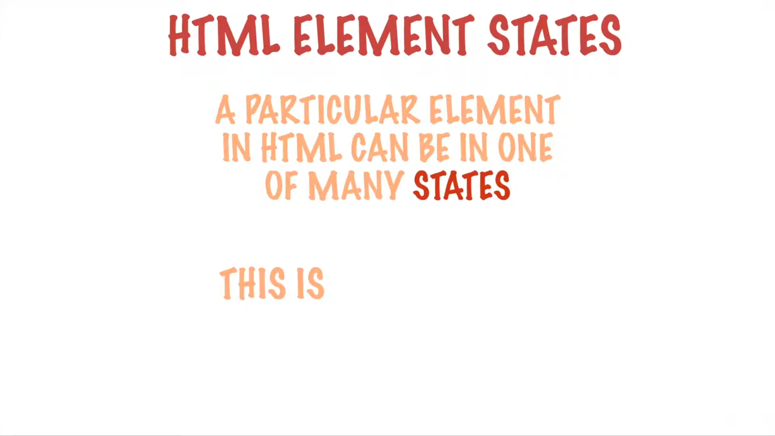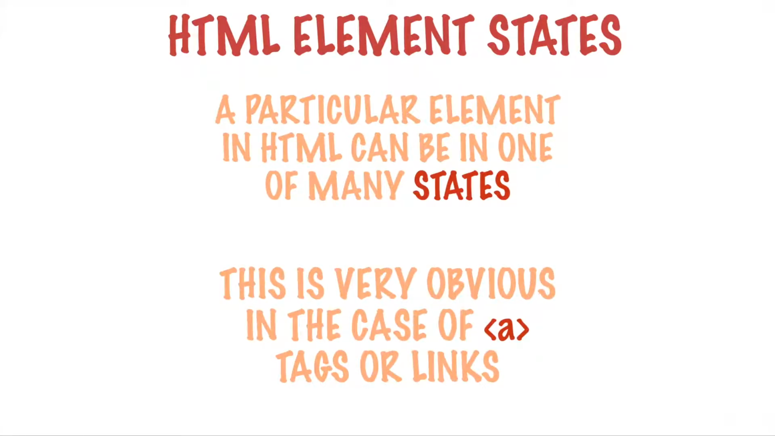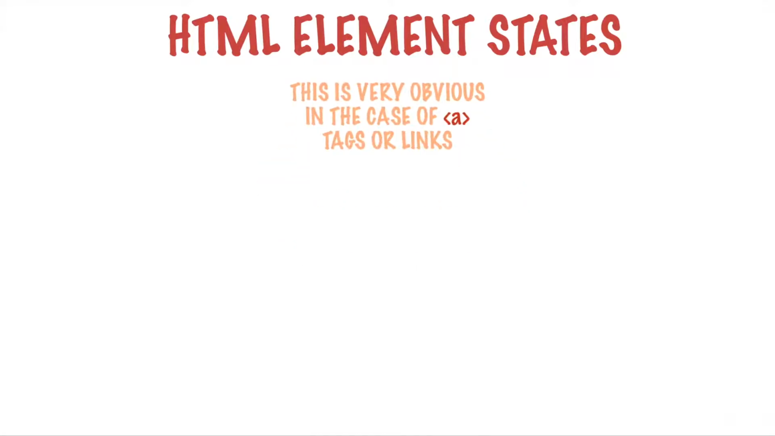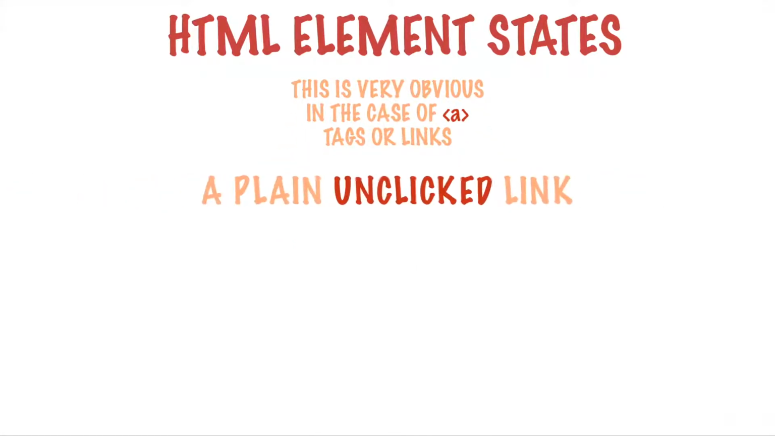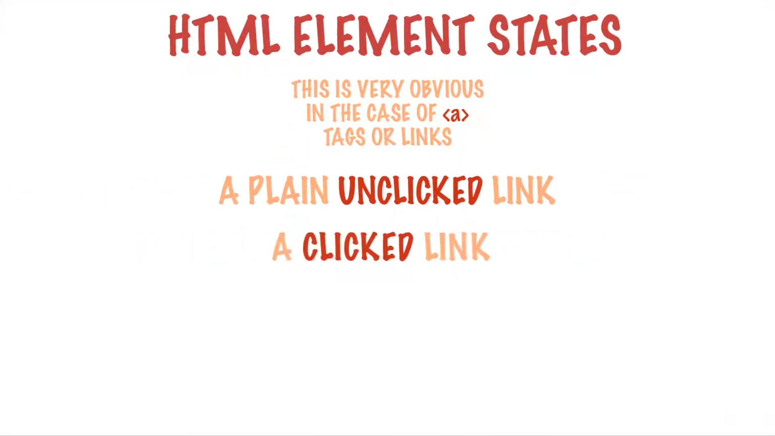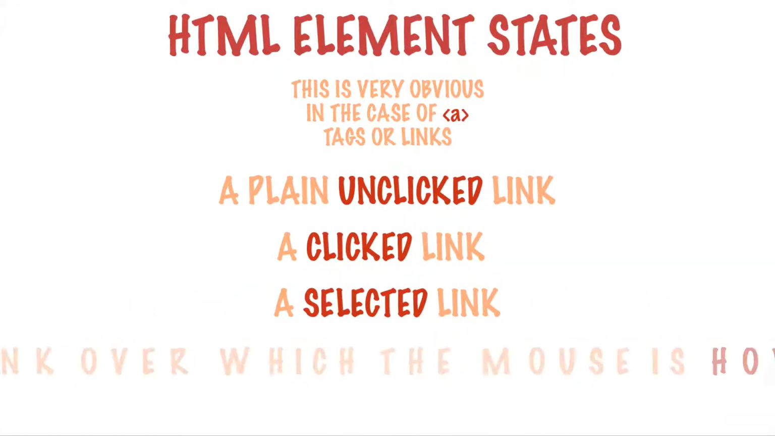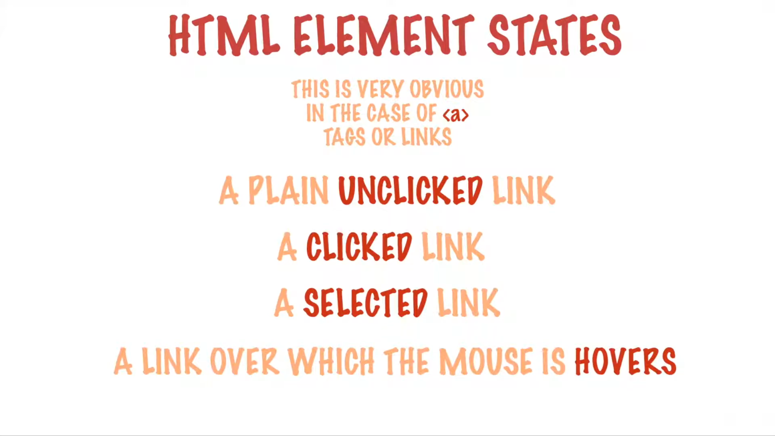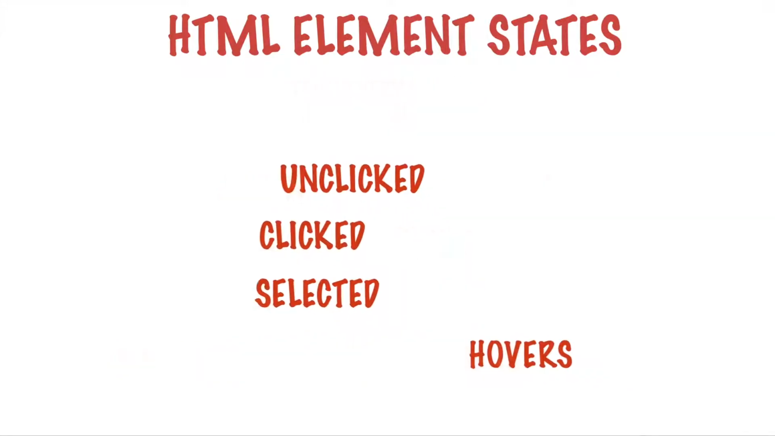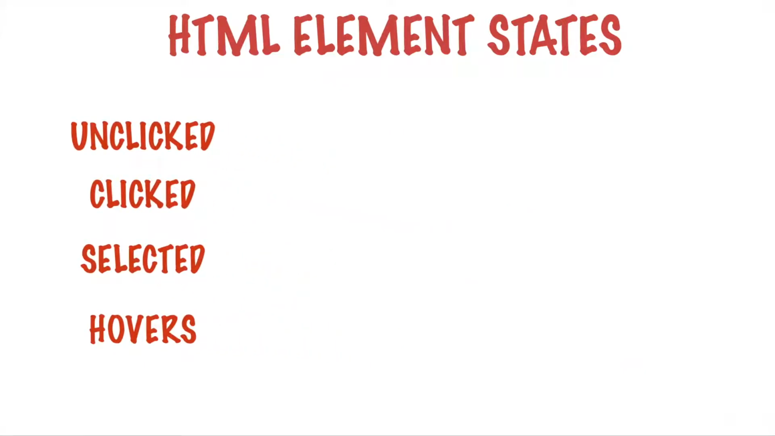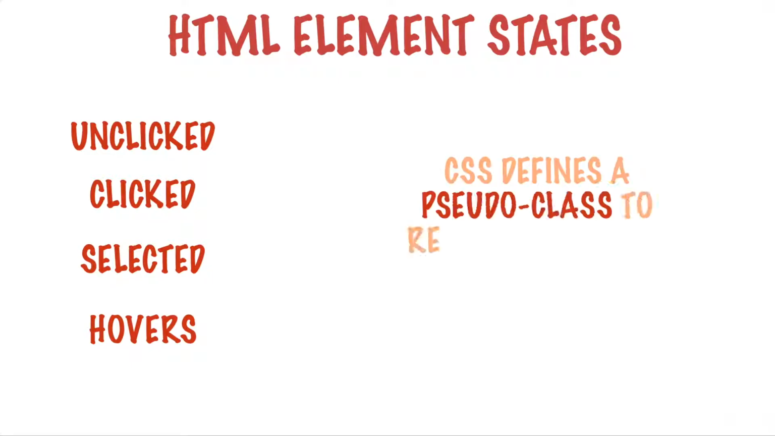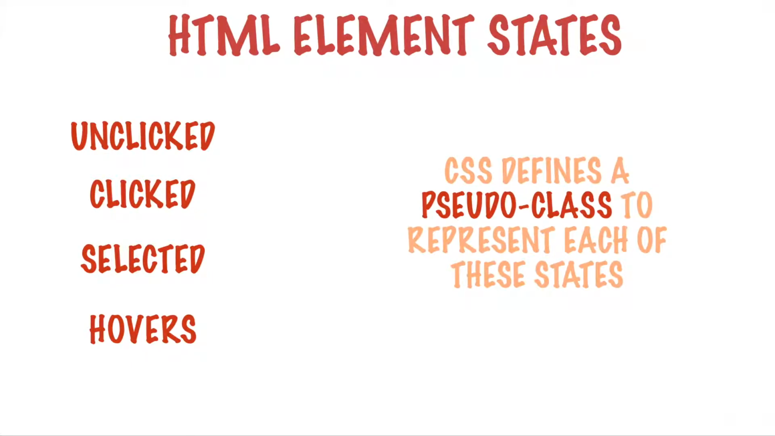Now, it's easy to visualize that a link could be in one of many different states. The link might just be sitting there unclicked, or it's possible that you've clicked on the link. It's also possible that you have selected a link, and lastly, it's possible that you've positioned your mouse hovering over the link. Every one of these represents a distinct state of the HTML element, and CSS very kindly defines a pseudo class to represent each one of these states.